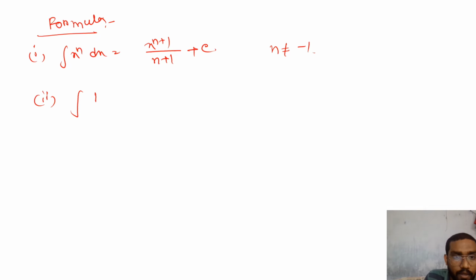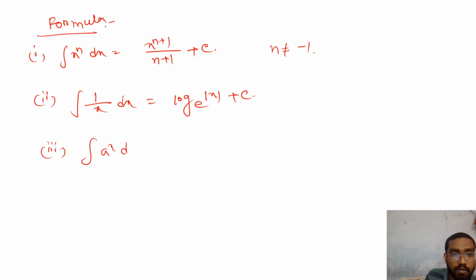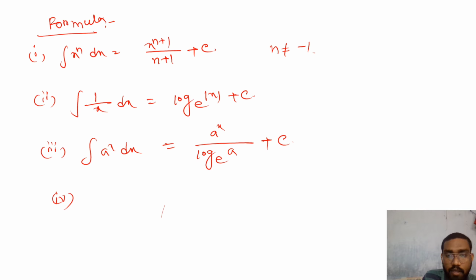Then the integral of 1 by x dx equals log mod x base e plus c. Now third is the integral of a to the power x dx, which equals a to the power x by log a base e plus c. Now fourth is, if we put a equal to e, then we get e to the power x by log e base e, and log e base e equals 1, so we get e to the power x plus c.